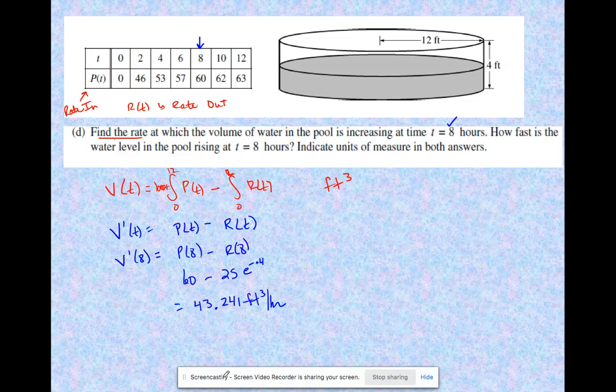Right? Pretty cool. What's next? I've got that part. Find the rate. This is the rate of the water increasing, which means the derivative is positive. At the time t equals 8. Done. But now what are they asking?